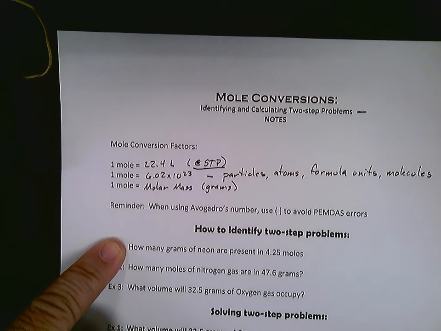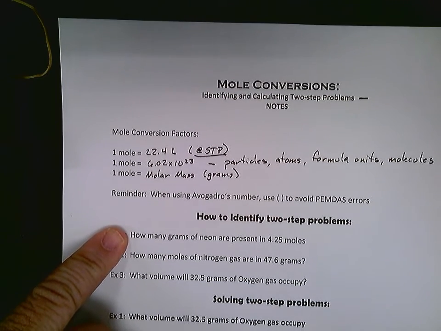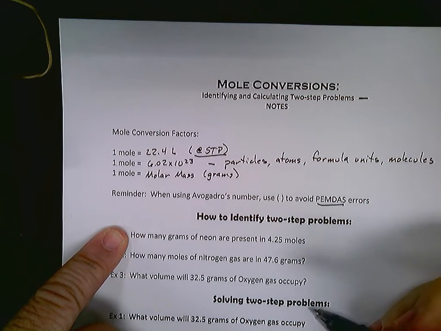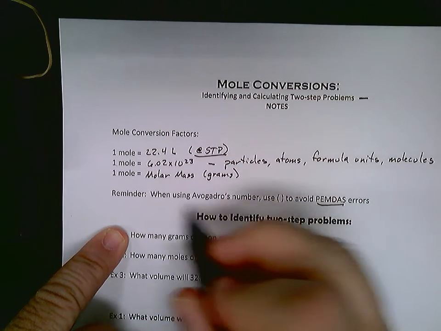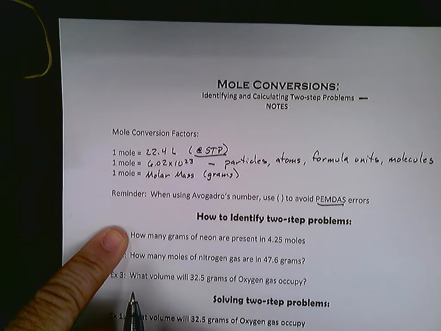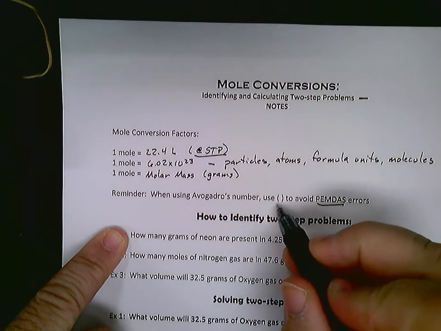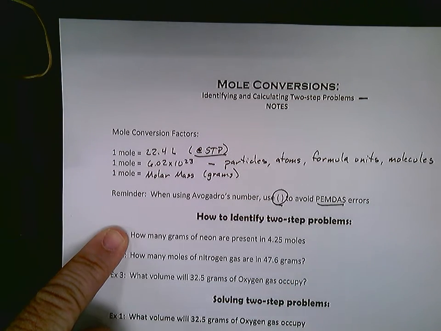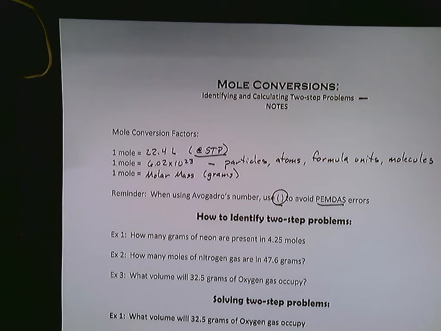One thing to watch out for when you're converting, because otherwise you're going to run into PEMDAS errors, is that whenever you're using Avogadro's number, the 6.02 times 10 to the 23rd, make sure that you're using parentheses when you put it in the calculator. If you don't, it will do things out of order and you're going to get some very strange answers.